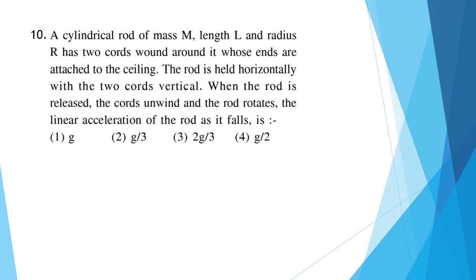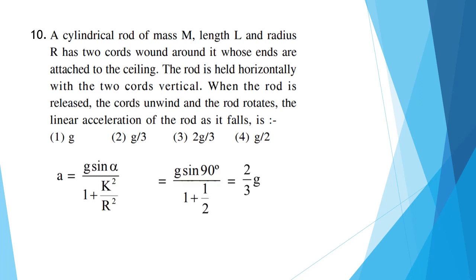So once we consider the angle of inclination as 90 degrees, we can calculate the linear acceleration by the formula a is equal to g sin alpha divided by 1 plus k square by r square. This is the formula we use when a body rolls down an inclined plane. Here we'll consider alpha as 90 degrees. So when we substitute the values, we get a is equal to 2 by 3 g. So the correct answer will be option number 3.